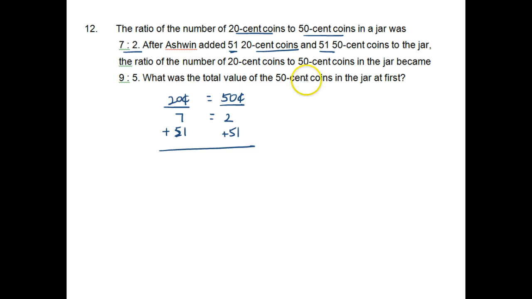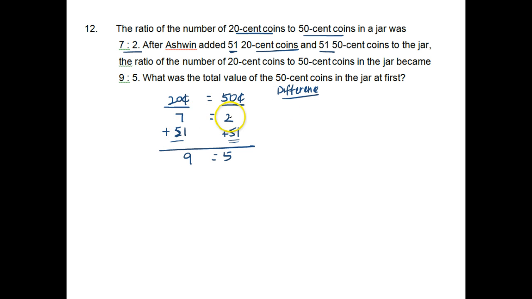Question 12. The ratio of the number of 20-cent coins to the number of 50-cent coins in a jar was 7:2. So I have 20-cent coins to 50-cent coins is 7:2. After Ashwin added 51 20-cent coins, so plus 51, and 51 50-cent coins, the ratio of the number became 9:5. Plus 51 plus 51, my difference did not change.